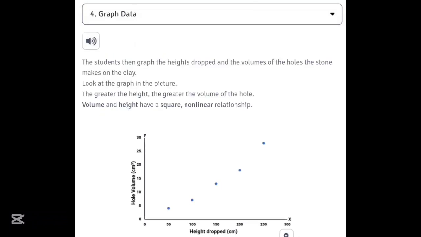The students then graph the heights dropped and the volumes of the holes the stone makes on the clay. Look at the graph in the picture. The greater the height, the greater the volume of the hole. Volume and height have a square, nonlinear relationship.